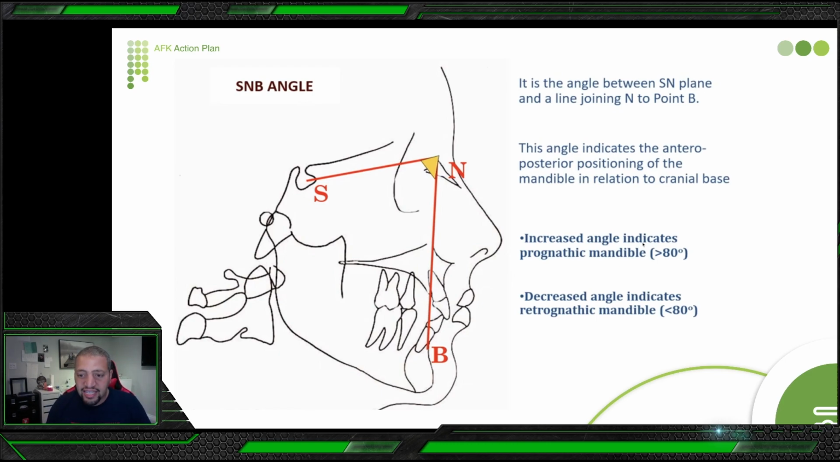An increased angle indicates a prognathic mandible. If it's more than 80, and the average range here is +2, then up to 82 is the normal range. At 83, 84, you say it's a prognathic mandible. The other way, a decreased angle indicates a retrognathic mandible, less than 80, as I said, by 2. So up to 78, 77 and beneath that, you can say for sure it's a retrognathic mandible.